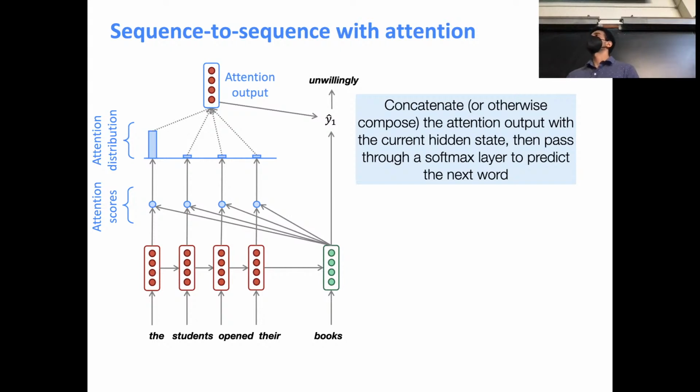So, last question. Instead of using the hidden representation of books as the query vector, can we compute the next hidden representation and then use it as the query? But the goal here is to predict unwillingly. And remember that the next hidden state takes unwillingly as input, right? That's the word embedding that's coming in the next time step. So if my hidden state already has information on unwillingly, it's going to be trivial to predict the next word, right? It already knows what the next word is. It got it as input.